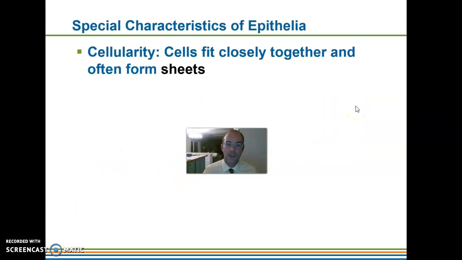Epithelia have a special characteristic, and that is the ability to form closely tied together sheets. So your skin is layers upon layers of sheets of cells, and this is unique to epithelial cells. Other cells don't do that. Blood cells don't do that, and other cells in the body, they don't do that. So there's a special characteristic called cellularity.